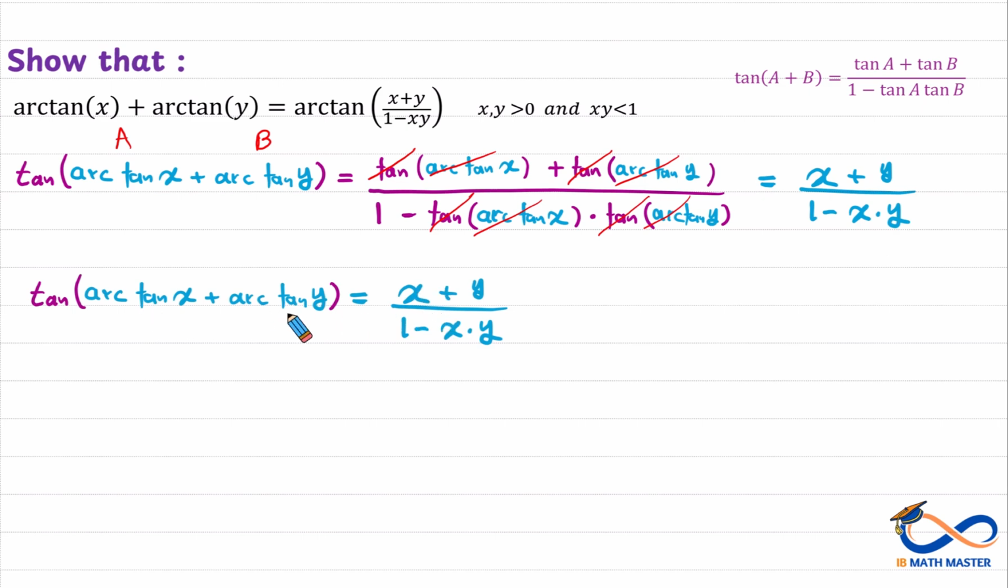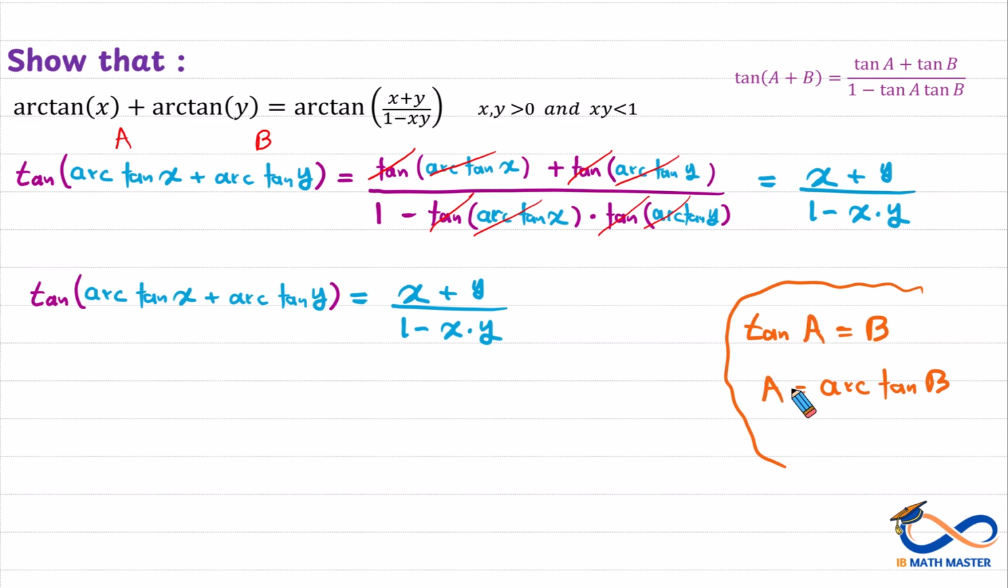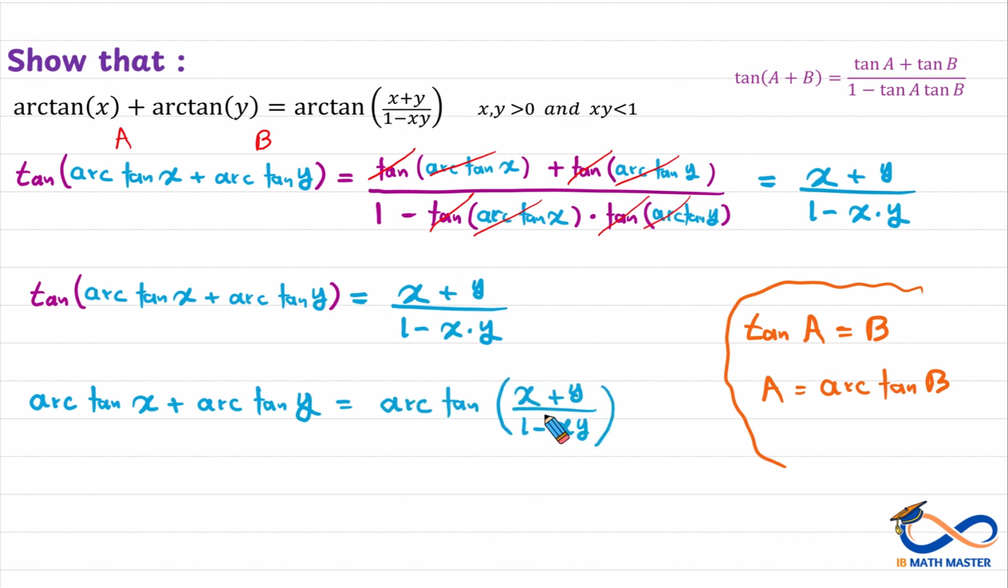Now before we move on from this point, here we have revision on inverse trig or inverse tangent. Here we have tangent A equals B. If we need to get the angle A from inside of the tangent, then A will be arctan of the right hand side. Therefore here, if we need to get arctan x plus arctan y, it will be arctan of the right side, like this. We have arctan x plus arctan y equals arctan of the right hand side as it is. And with this step, we have proved the question here.